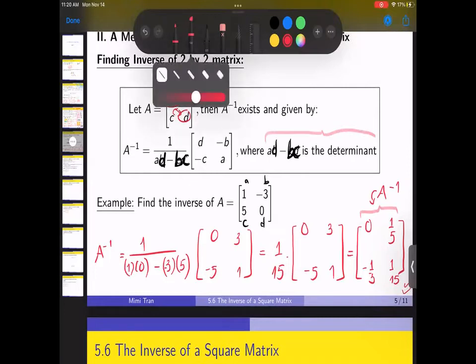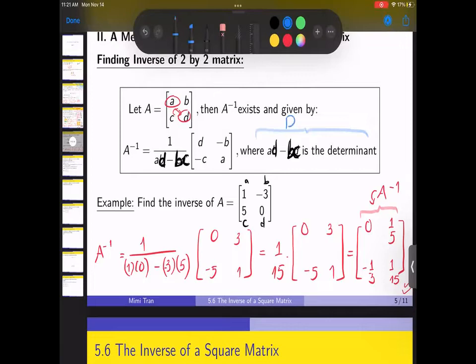By the way, the notation for the determinant is capital D, which stands for determinant. If the determinant is 0, then that matrix does not have an inverse. Say, hypothetically, if the denominator here is 0, 1 divided by 0 is undefined. So you stop. If the determinant is 0, you stop. That matrix does not have an inverse.